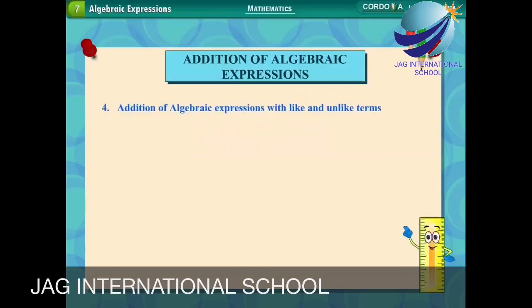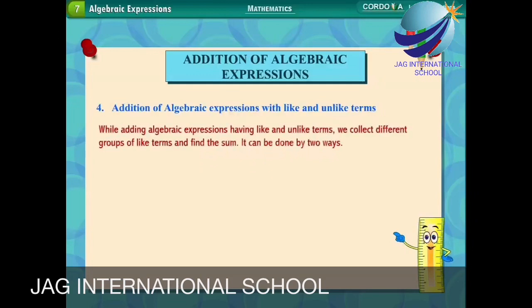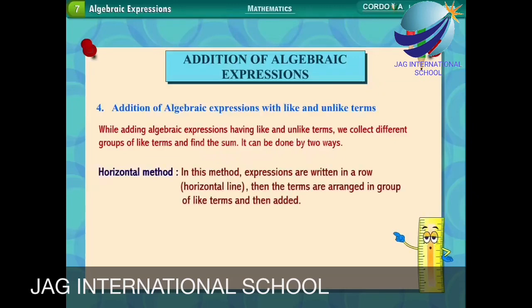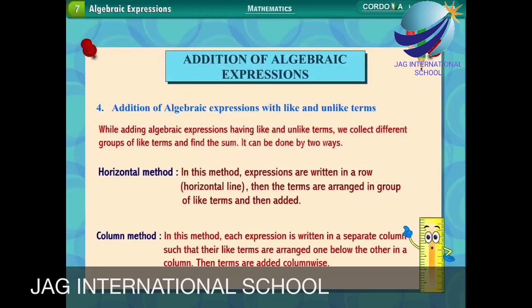Addition of algebraic expressions. While adding algebraic expressions having like and unlike terms, we collect different groups of like terms and find the sum. It can be done in two ways. Horizontal method. In this method, expressions are written in a row, in a horizontal line. Then the terms are arranged in groups of like terms and then added. Column method. In this method, each expression is written in a separate row, such that their like terms are arranged one below the other in a column. Then terms are added column-wise.